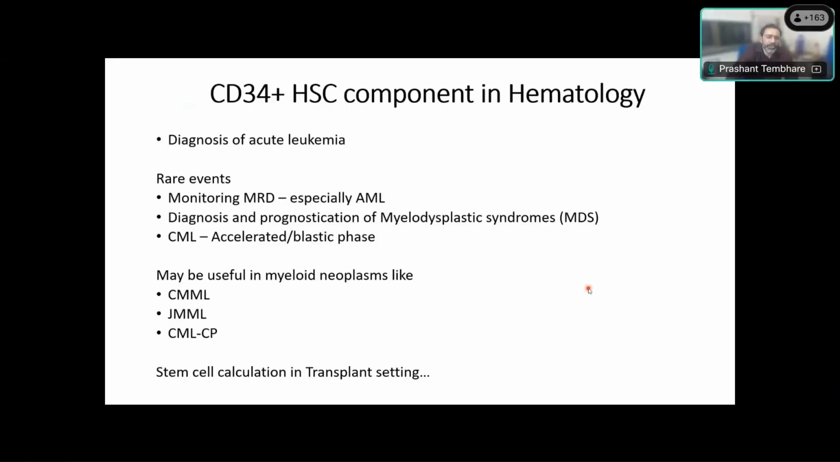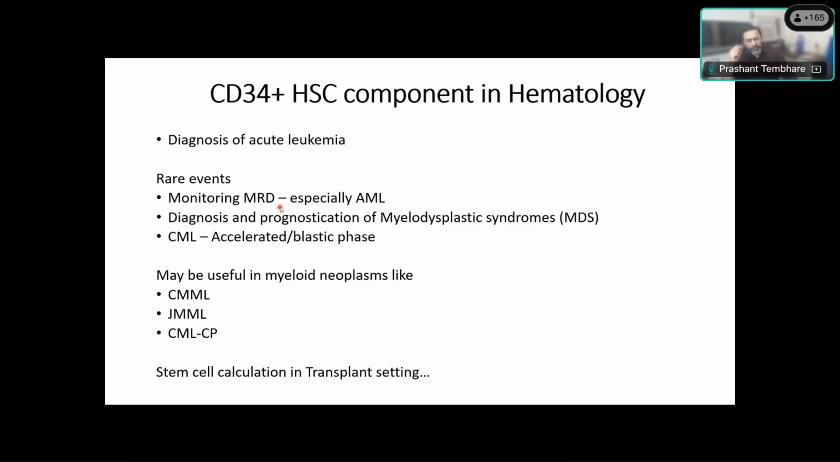Now this is the utility of studying CD34 hematopoietic stem cells. What is the utility? The first, commonest application of studying the CD34 positive hematopoietic stem cell compartment is the diagnosis of acute leukemia, where you have more than 20% blasts and you identify that. Then we also study this stem cell compartment for minimal residual disease or measurable residual disease. Especially once you have acute leukemia and the patient receives treatment, you want to see if the patient responded and all leukemic stem cells disappeared from the marrow or are still there.